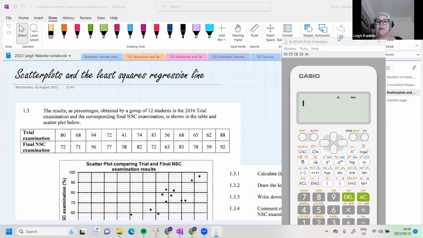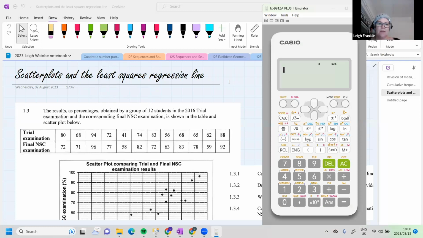All right, so let's talk about scatter plots and the least squares regression line. We've got a few different questions that we're going to have a look at this evening. Again, to do this work, we need our calculators.